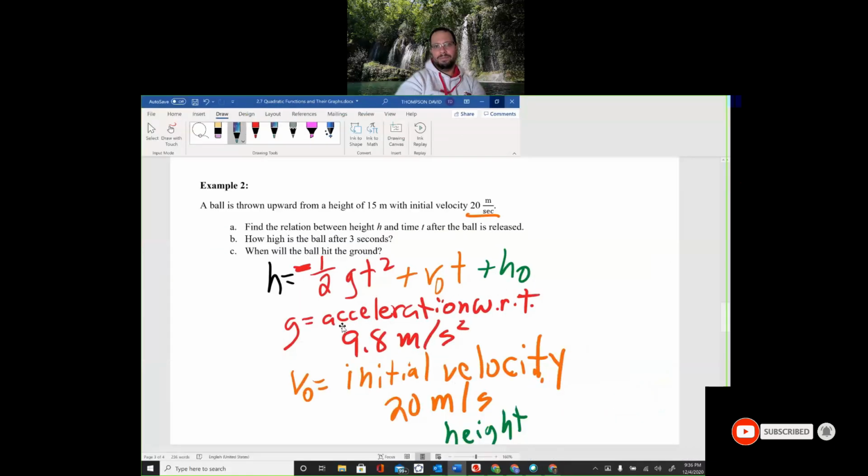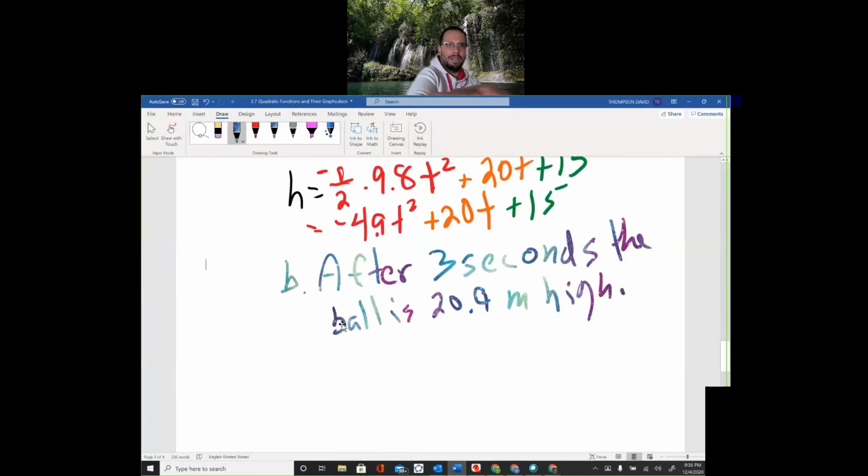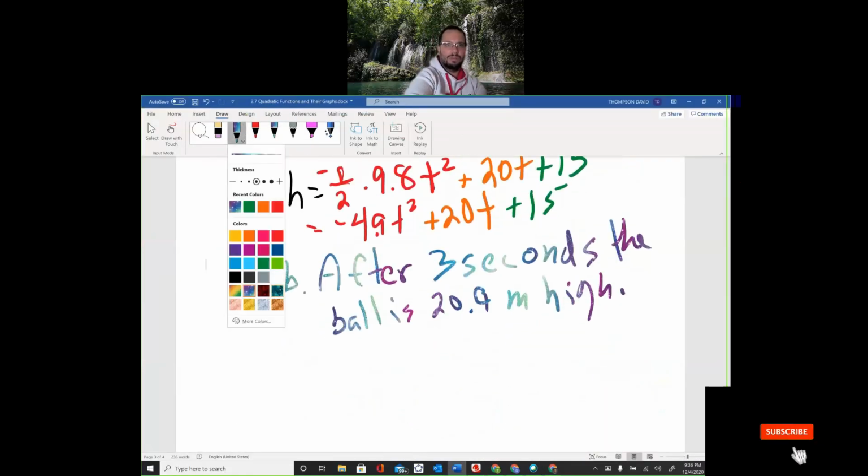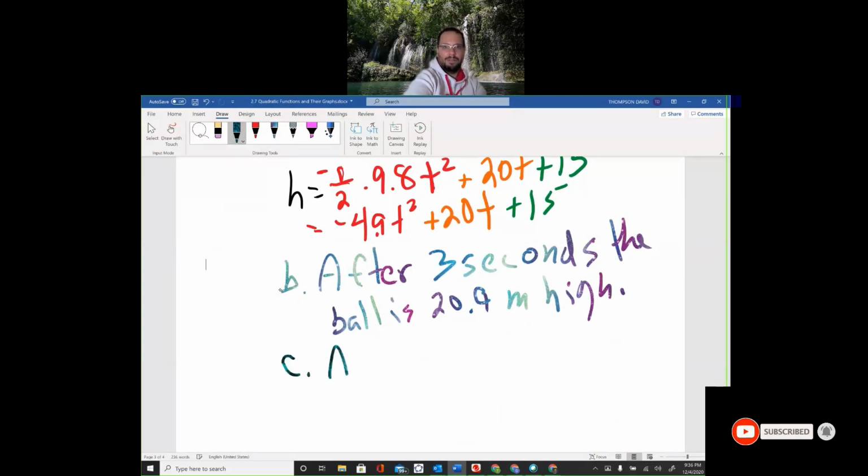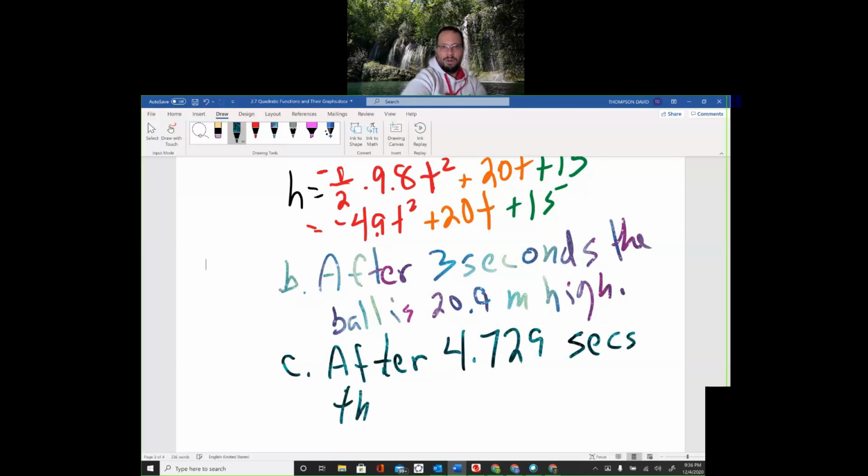So after 4.729 seconds, the ball hits the ground. And we are done.